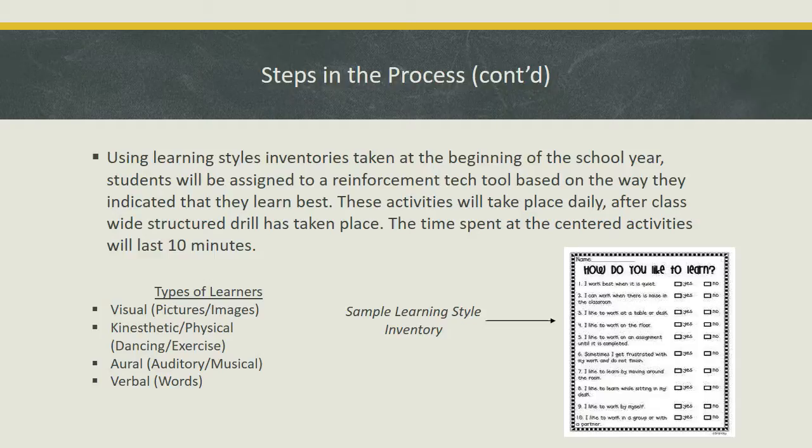The different learning styles we have are visual, students who like pictures and images; kinesthetic, physical learners, students who like to get up and dance and move; aural, A-U-R-A-L, which is a combination of auditory and oral, so music, singing, listening to music, things like that. And then we have our verbal learners who learn mostly through written words. So students will be matched with their reinforcement tool based on their learning style.